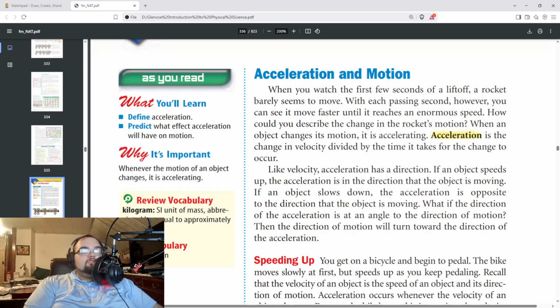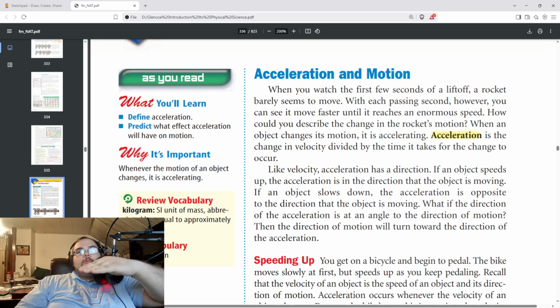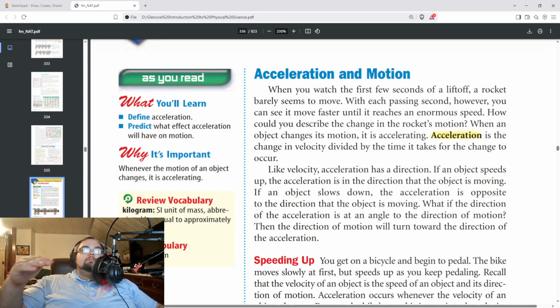What if the direction of the acceleration is at an angle? Then the direction of the motion will turn towards the direction of the acceleration. Essentially, what it's saying is that if you're speeding up, you're going in the same direction. If you're slowing down, then you're going in the opposite direction. Okay?